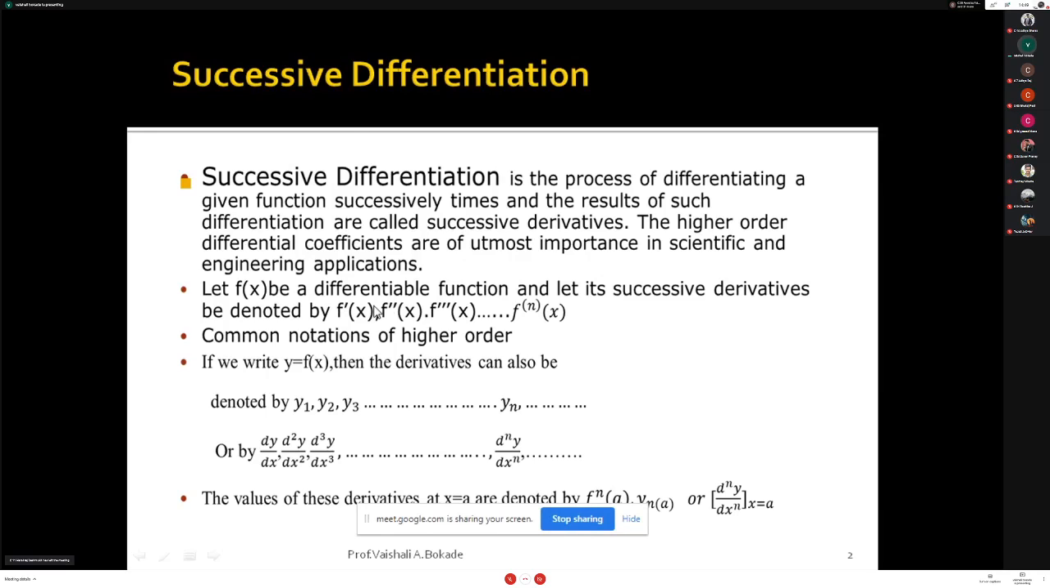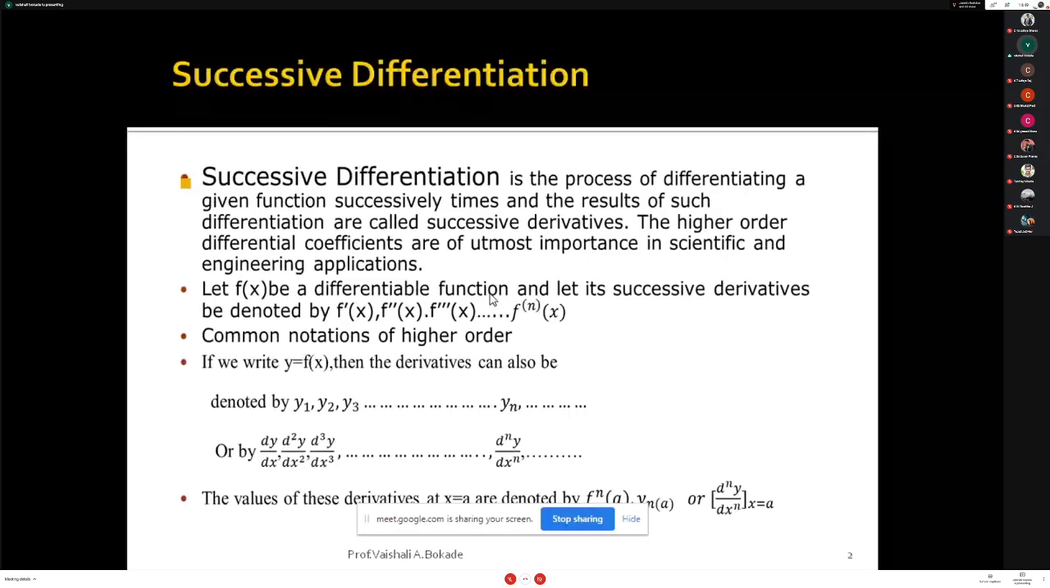I'm sorry. Let f(x) be a differentiable function and let its successive derivatives be denoted by f dash x, f double dash x, f triple dash x, and so on, and the nth derivative of f(x).